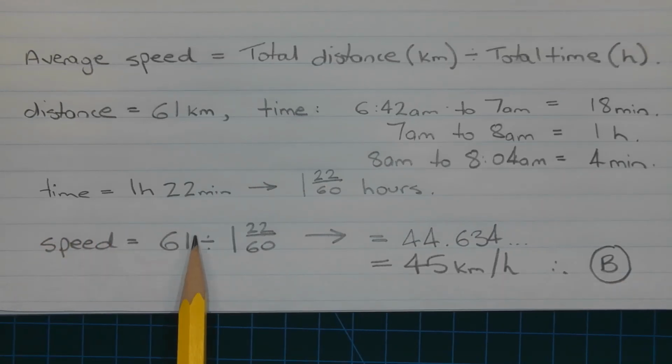So we take the distance, 61 kilometres, divide that by the total travel time, which is 1 and 22 over 60 hours, and that gives us 44.634 and so on kilometres an hour, but we need to round that correct to the nearest whole number, so that rounds to 45 kilometres an hour. Therefore the correct answer is option B.